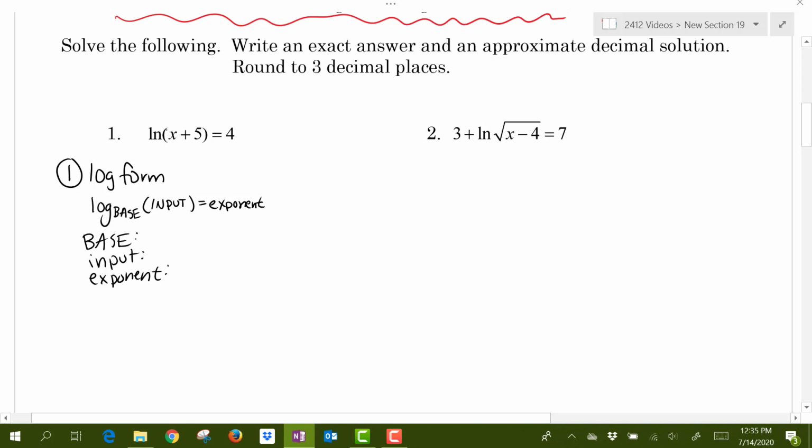The base, we have ln. Remember, the base of that is the natural base e. The input is x plus 5. The exponent on the other side of the equal sign is 4. Step 2 is to rewrite this in exponential form, which is the base raised to the exponent power is equal to the input of the log.